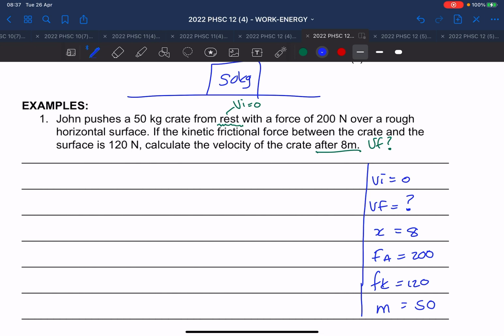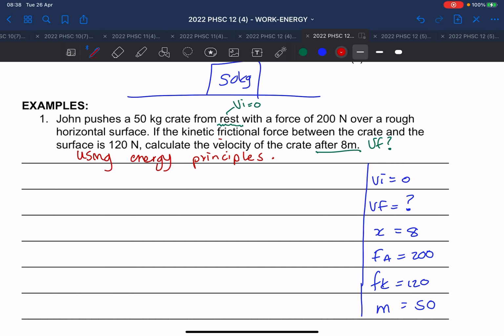Okay. So the question in the exam will read, calculate the velocity of the crate after 8 meters using energy principles. Using energy principles. Because you can actually calculate this using equations of motion, or using Newton's laws, and so on. We are going to use energy principles.